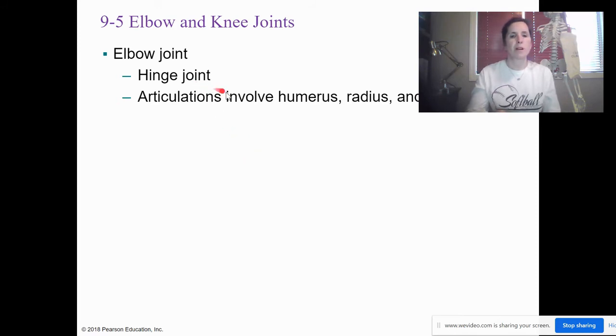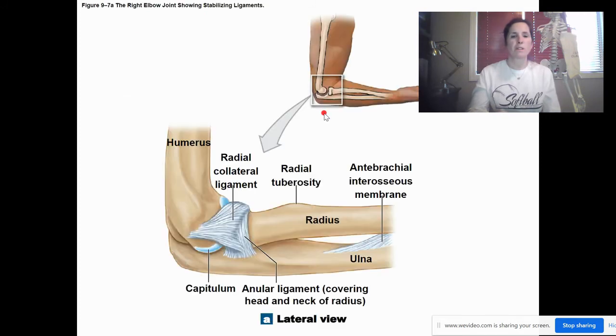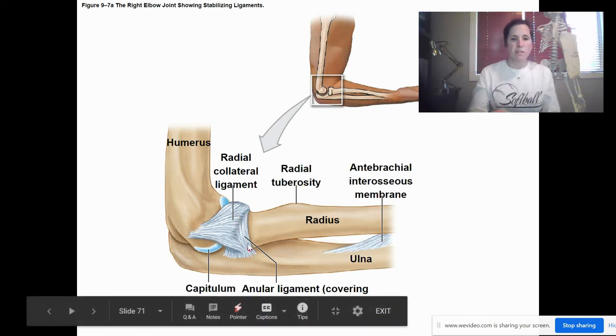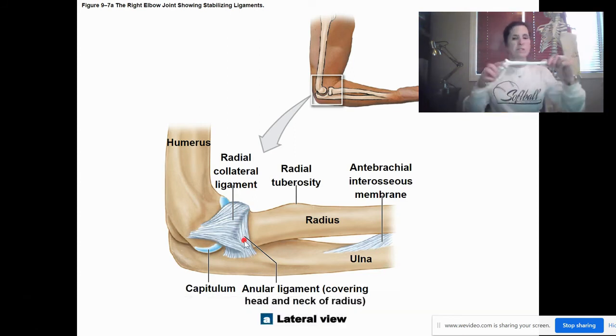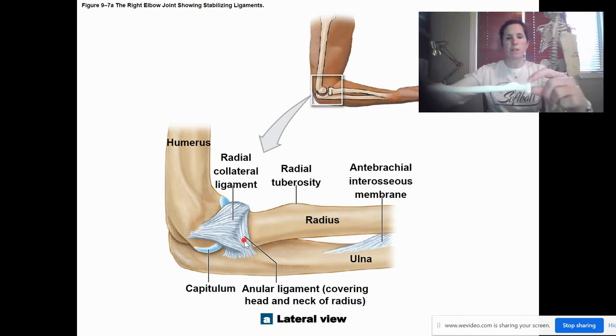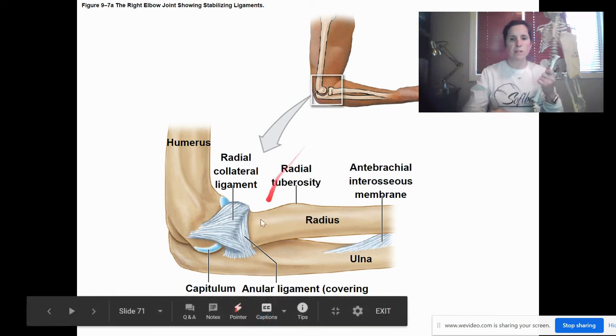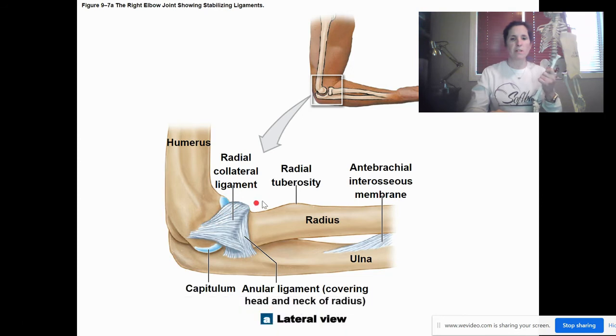Hinge joint. These articulations involve the humerus, the radius, and the ulna. Here, I just want to point out some ligaments. There is the annular ligament right here, and you would see, I only have the radius right here, but it goes right around the radial head. And then this is going to be the radial collateral ligament.